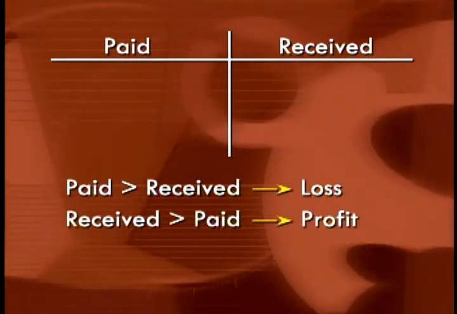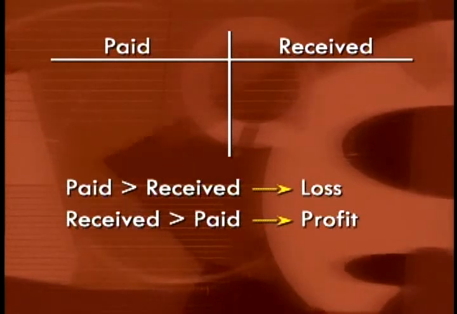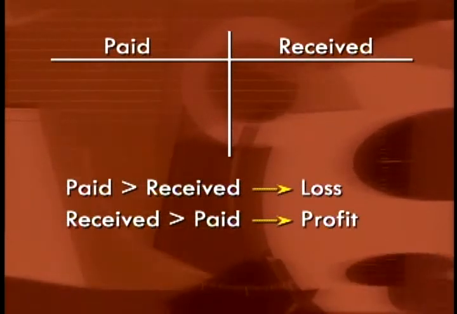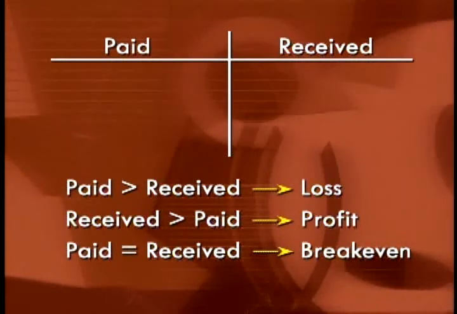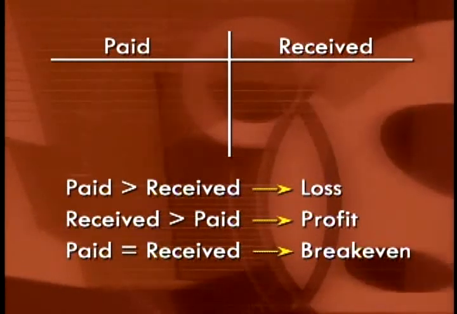If the investor paid more than they received in the transactions, of course they have a loss. If they've received more than they paid out, then they would have a profit from the transaction. On the other hand, if the amount paid out equals the amount received, the investor has broken even and there is no gain or loss.